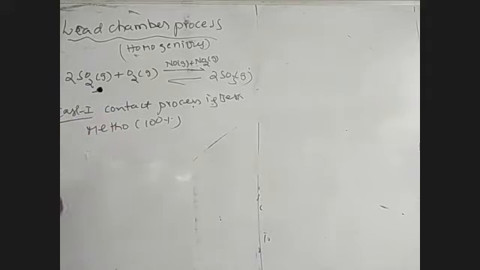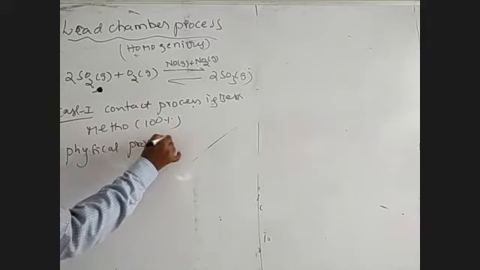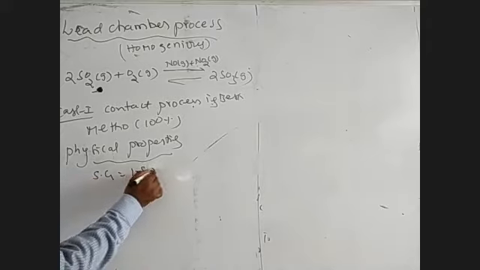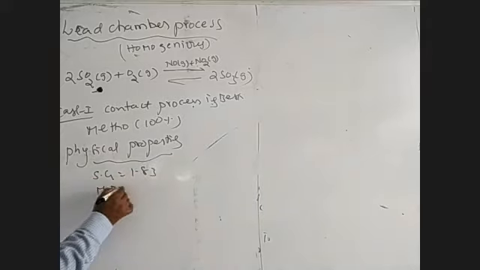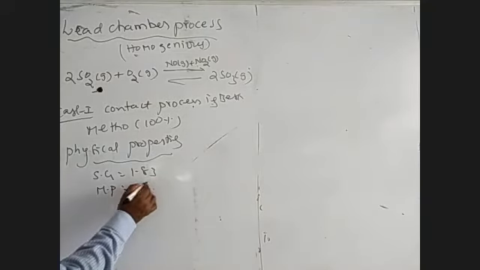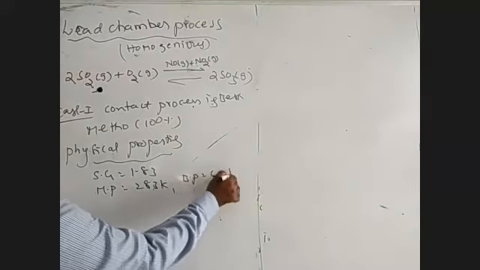Next, the physical properties of H2SO4. Here in the physical properties of H2SO4, the specific gravity is taken as 1.83. The melting point of H2SO4 is taken as 283 Kelvin, and the boiling point is taken as 611 Kelvin.